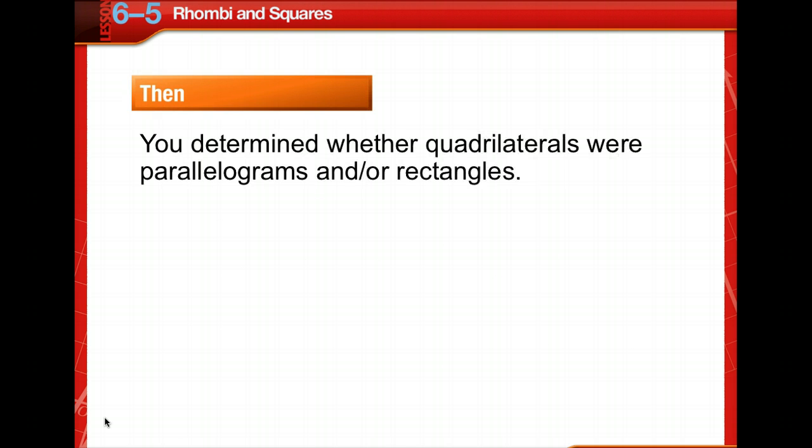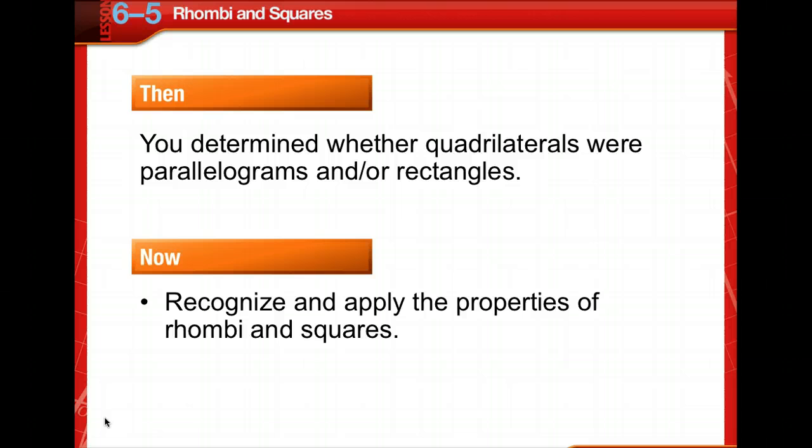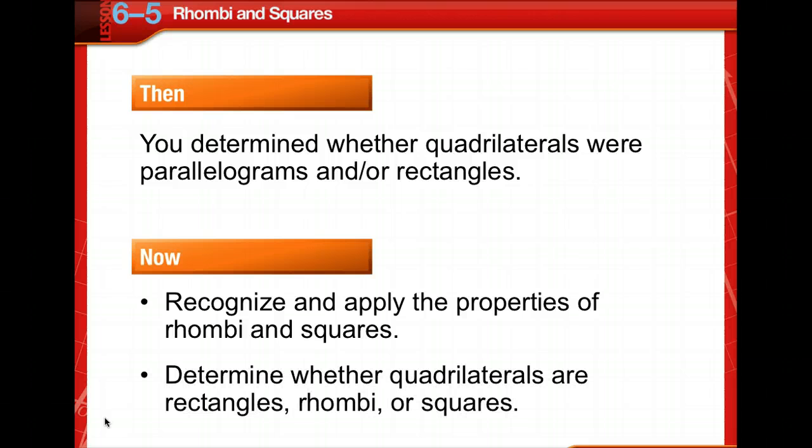Previously, you've determined whether quadrilaterals were parallelograms and/or rectangles. Today we're going to recognize and apply the properties of rhombi and squares, and we're going to determine whether quadrilaterals are rectangles, rhombi, or squares. We've got two new vocabulary words, rhombus and square. And as I said, we've also used the term rhombi, which is the plural of a rhombus.